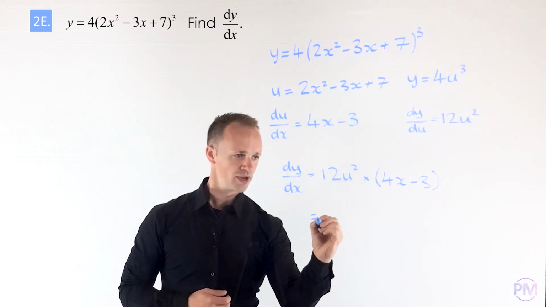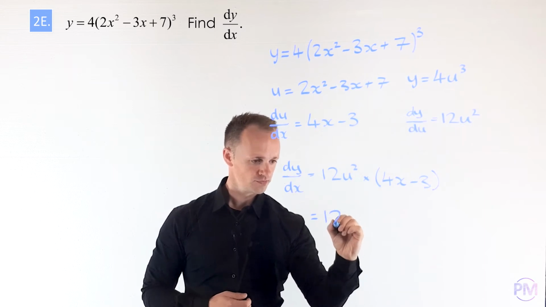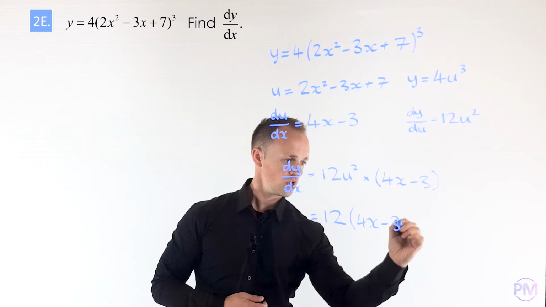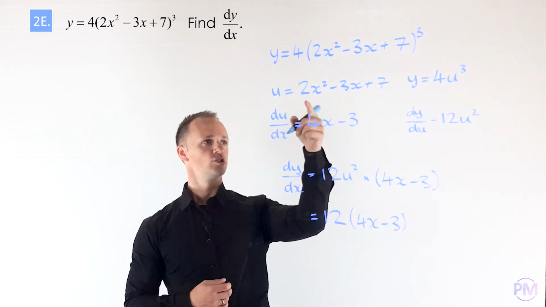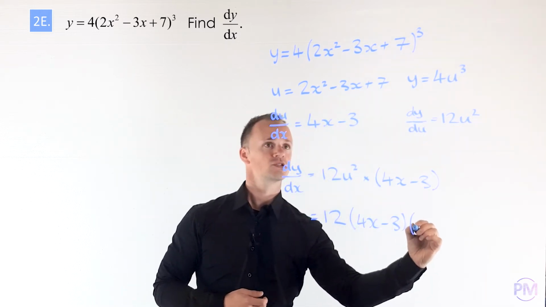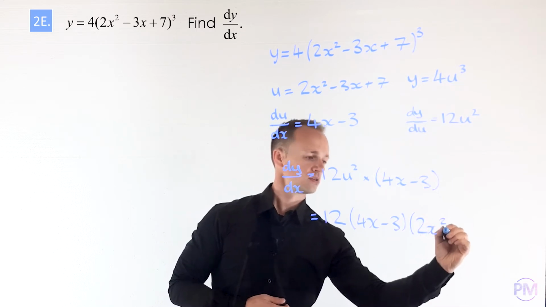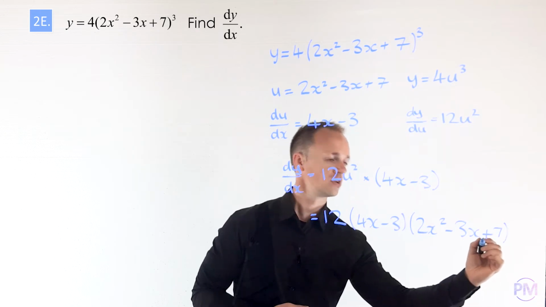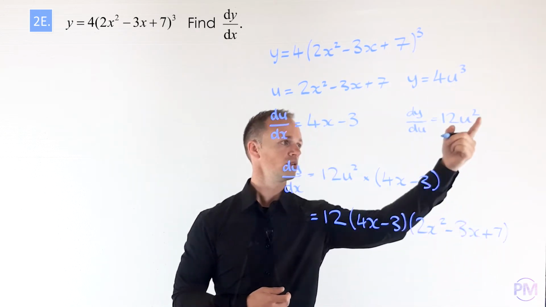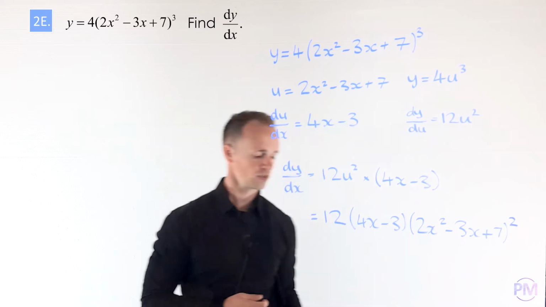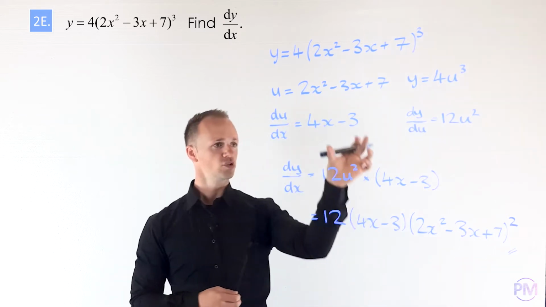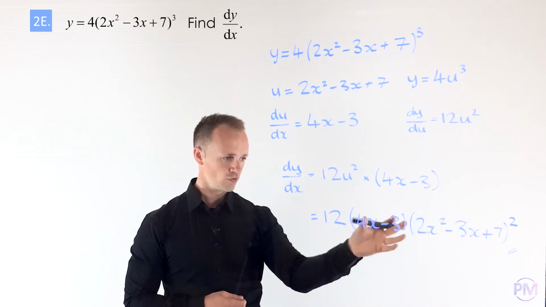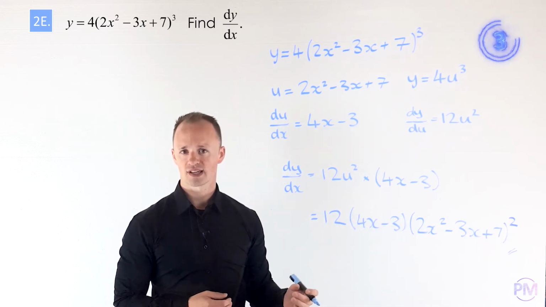So let's tidy this up a bit. I'm going to leave the 12 out the front. Then I'm going to put this bracket in here, 4x minus 3. And then I'm going to replace u with our substitution, which is this big bracket here, 2x squared minus 3x plus 7, and that is all squared. Really important that if you get du by dx that contains two terms, you put it in a bracket and don't just have 4x minus 3 on its own without those brackets there.